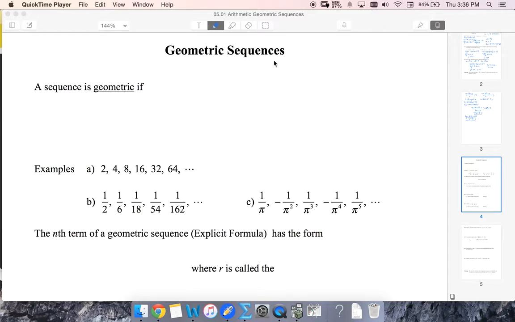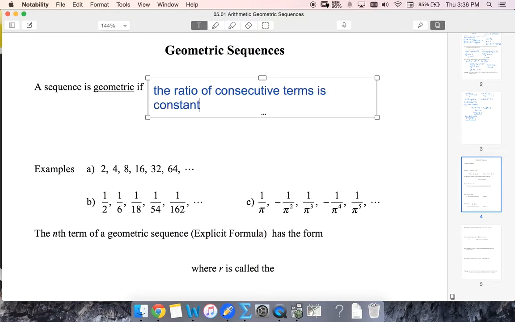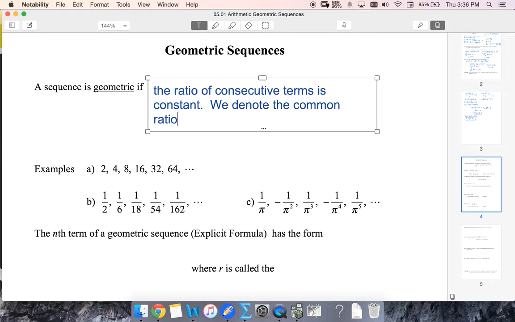So a sequence is geometric if the ratio of consecutive terms is constant. And we call that ratio the common ratio, and we use the variable r.